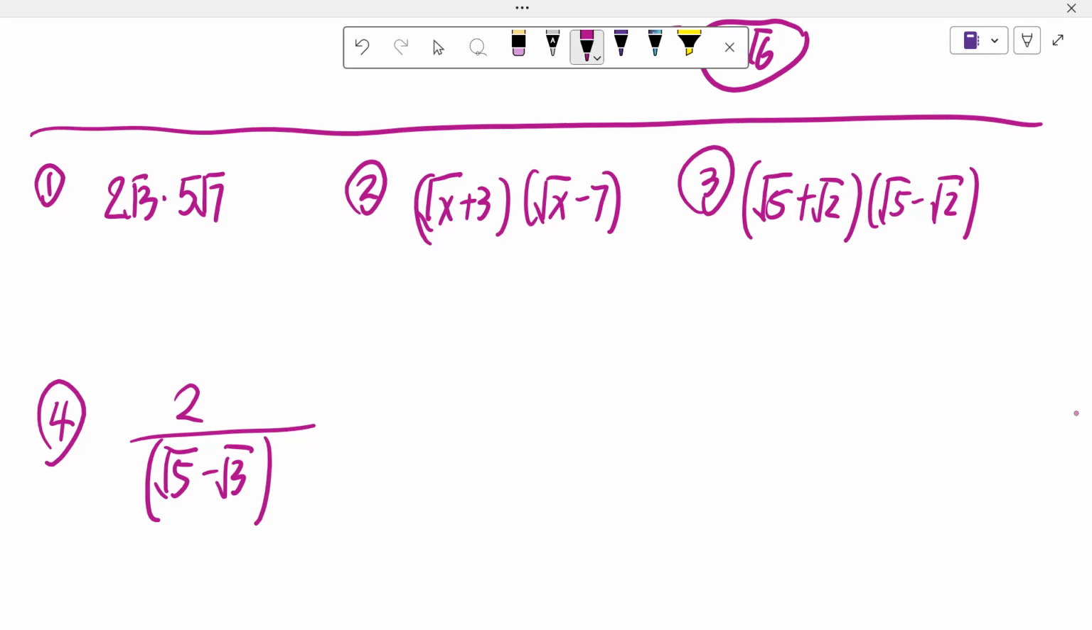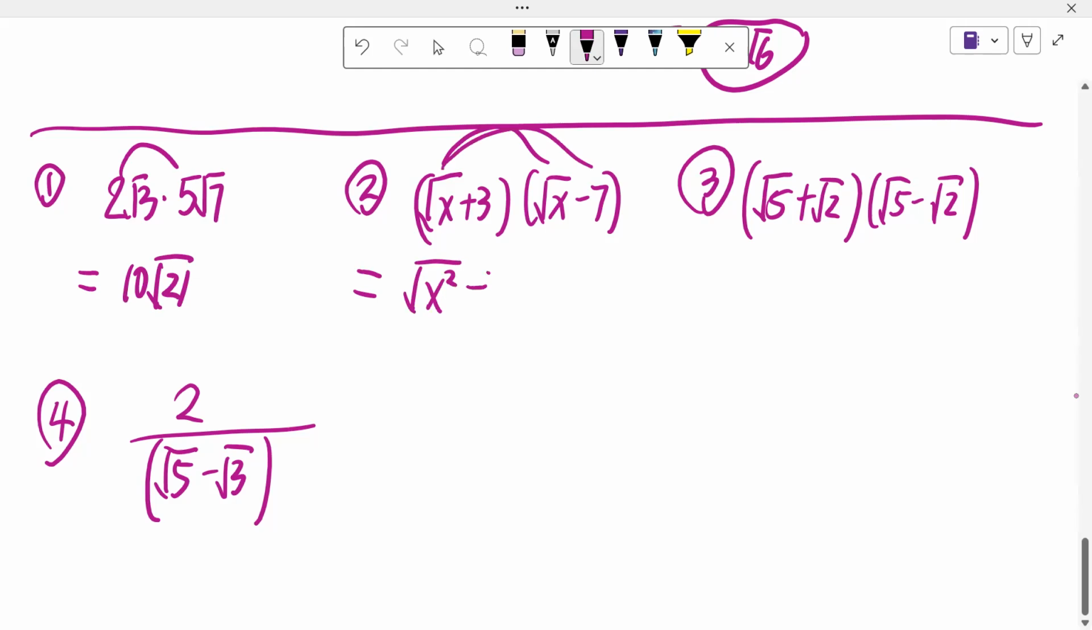Yeah, let's go over the solution here. For the first one, 2 times 5 is 10, and radical 3 times radical 7 is radical 21. And then for the second one, we're going to FOIL this. Square root of x times square root of x is square root of x squared. Square root of x times minus 7 is minus 7 square root of x. 3 times square root of x, 3 square root of x. 3 times minus 7 is minus 21.